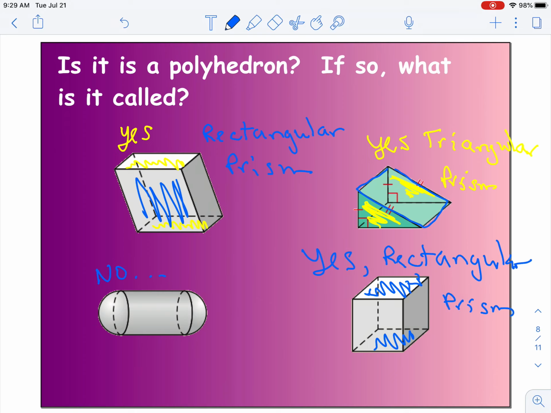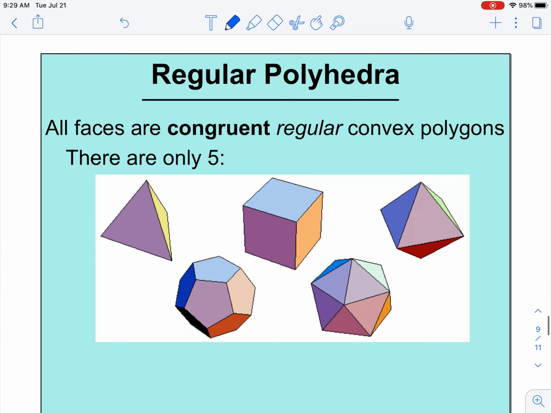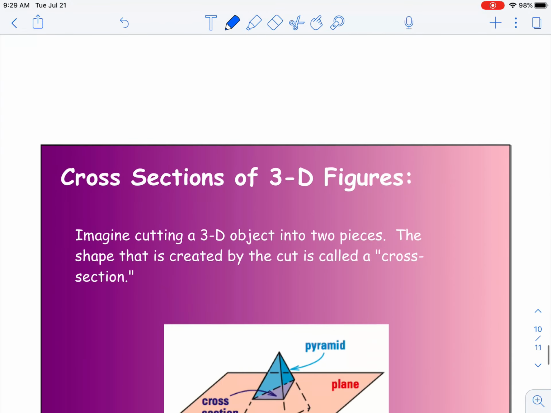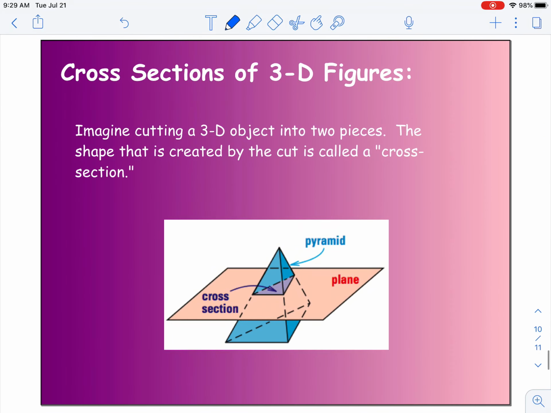Okay. All right. So here's something kind of interesting: it turns out that there are regular polyhedra, actually 5 regular polyhedrons. All the faces are congruent regular convex polygons, and there are only 5 of them. It's kind of interesting to note that, but it's not something that we're going to be working with much. And then let's finish up here.